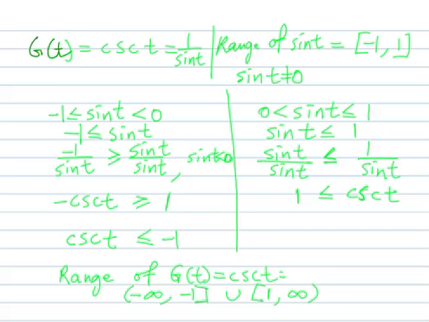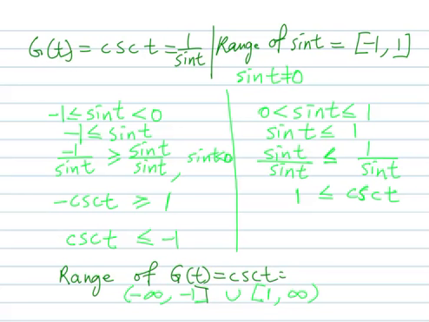We discussed g of t equals cosecant of t, which is the same as the reciprocal of sine of t. We will examine the range of this function. We know that the range of sine of t is from -1 to 1, including the endpoints.